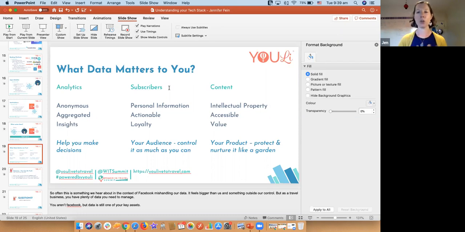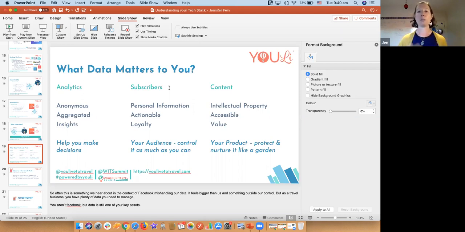This is your product. These are the photos that you've taken on your trips. These are the itineraries that you've built. This is your website content. This is your intellectual property. It needs to be accessible because you need people to see it and access it. And it's what demonstrates the value that you're putting out into the world.